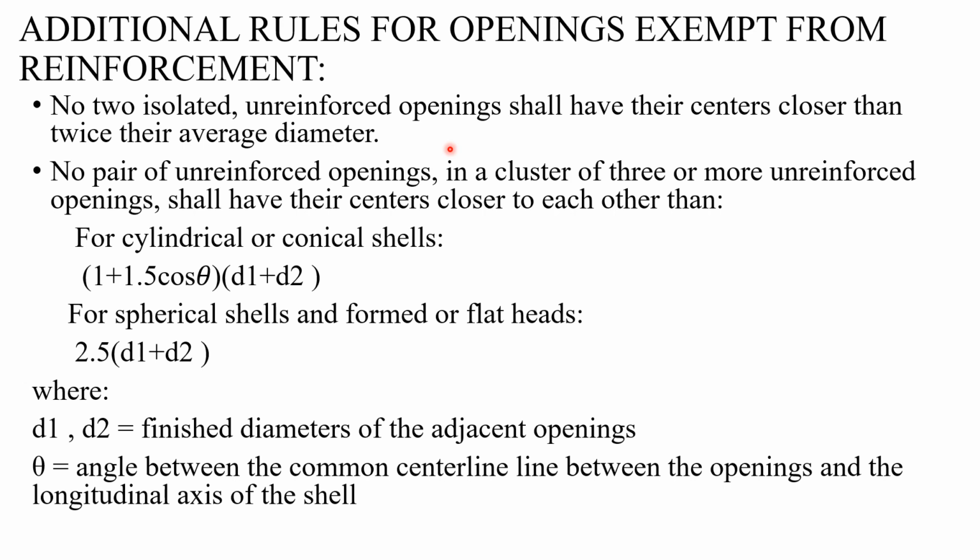In that case, you can also exempt the reinforcement. No pair of unreinforced openings in a cluster of three or more unreinforced openings shall have centers closer to each other than this. So for example, if you have an unreinforced opening cluster in a shell or a head, next to each other, then for cylindrical or conical shells, this is the formula: (1 + 1.5 cos theta) times (d1 + d2). Theta is given.